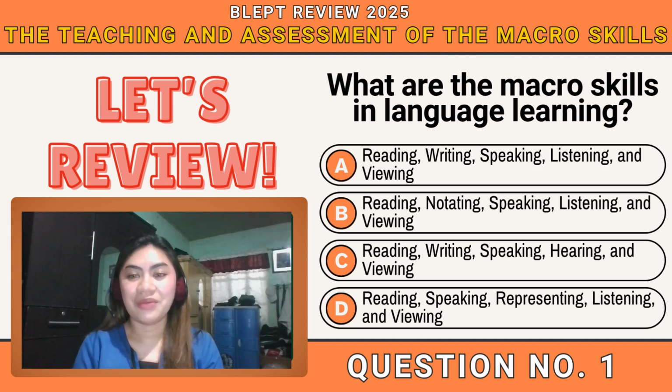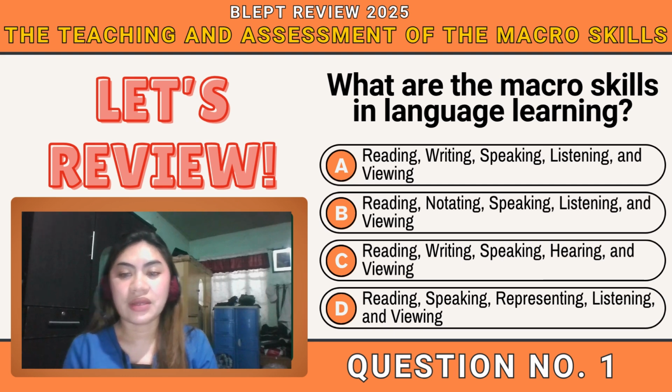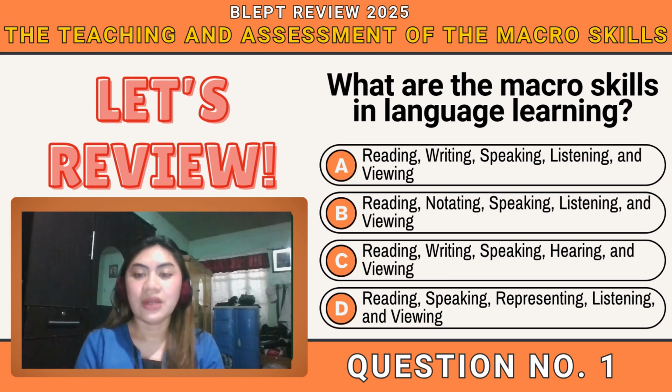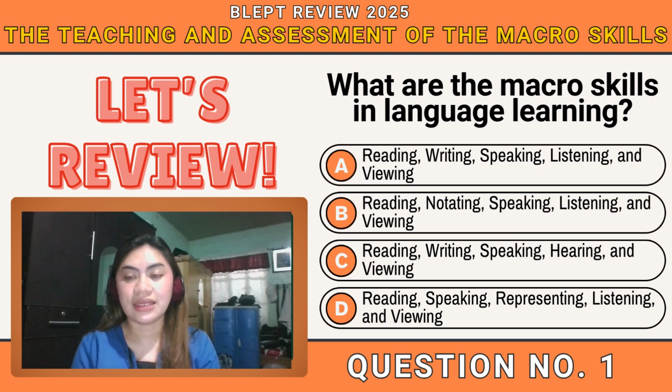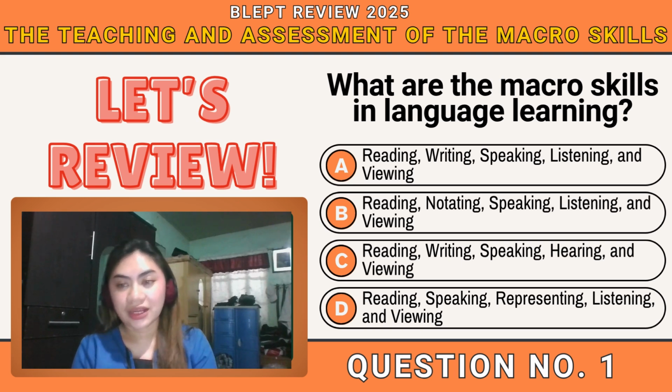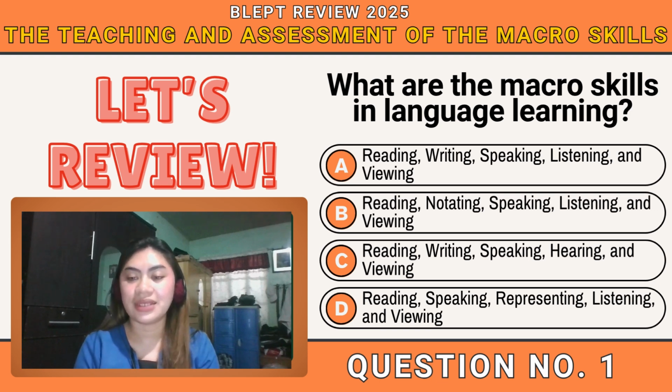All right, question number one. What are the macro skills in language learning? Is it A, reading, writing, speaking, listening, and viewing? Letter B, reading, notating, speaking, listening, and reviewing? Letter C, reading, writing, speaking, hearing, and viewing? Or letter D, reading, speaking, representing, listening, and viewing? So you have 10 seconds to answer, and your timer starts now.